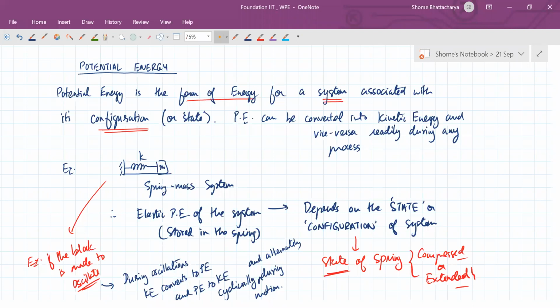So that is the definition of potential energy, and this is an example of the potential energy of a system in which there is the elasticity of the spring, which is the internal property of the system. So the configuration or state of the system, or how much potential energy the system has stored, which can be readily converted into kinetic energy and vice versa, will depend on the state of the spring. That is, how much it is compressed or how much it is extended by.